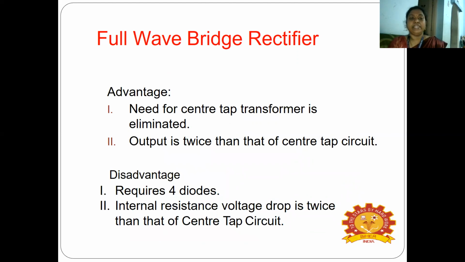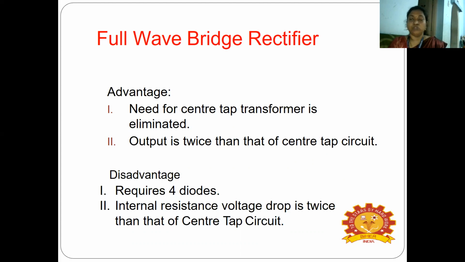What are the advantages and disadvantages of the full wave bridge rectifier? Advantage: the need for a center tap transformer is eliminated. A center tap transformer is not necessary here. In the diagram we have used a transformer, but even without using a transformer you can construct the bridge rectifier. Output is twice that of a center tap circuit. You are getting twice the output when you compare with the center tap circuit.